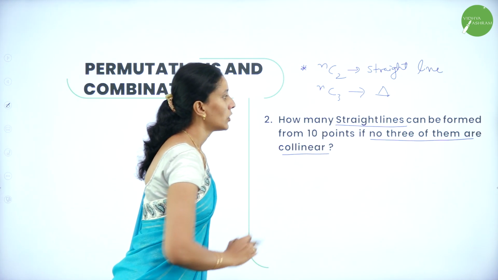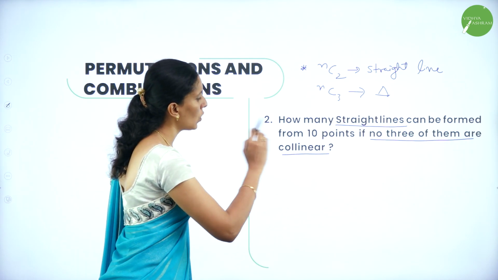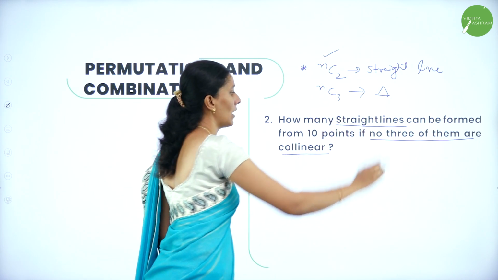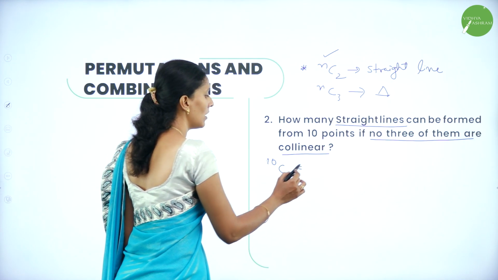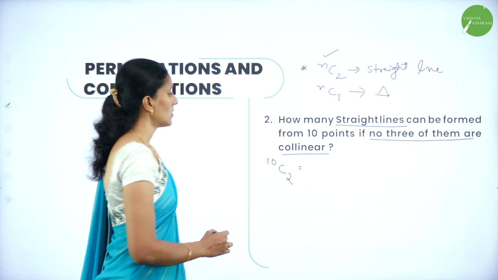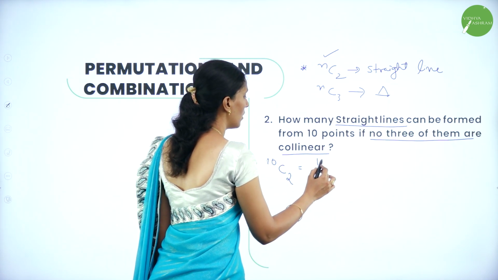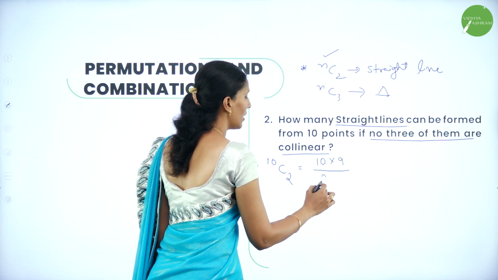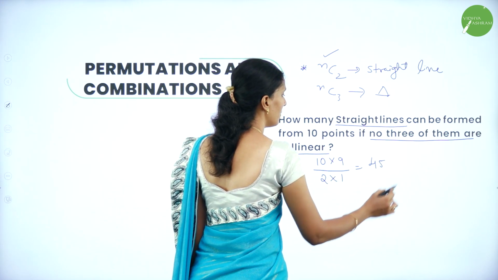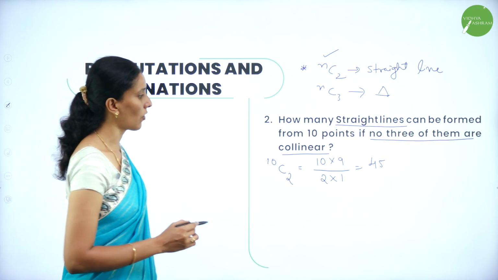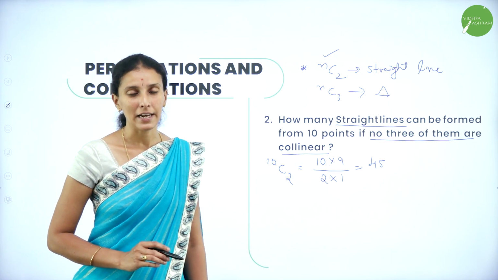Now my problem is to form a straight line with 10 points. No 3 of them are collinear. So I'll choose this formula, that is 10C2. Very simple. These are all 1 mark or 2 marks questions. So that is 10C2: 10 into 9 divided by 2 factorial. 90 by 2 will be 45 in total. So you can form 45 straight lines using 10 points.